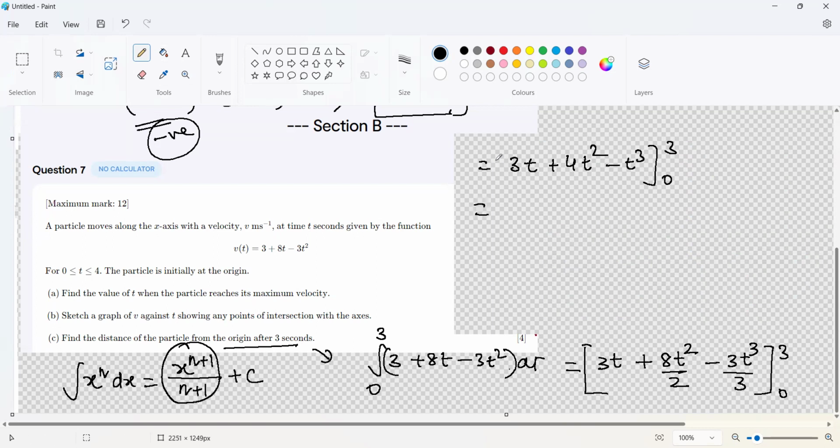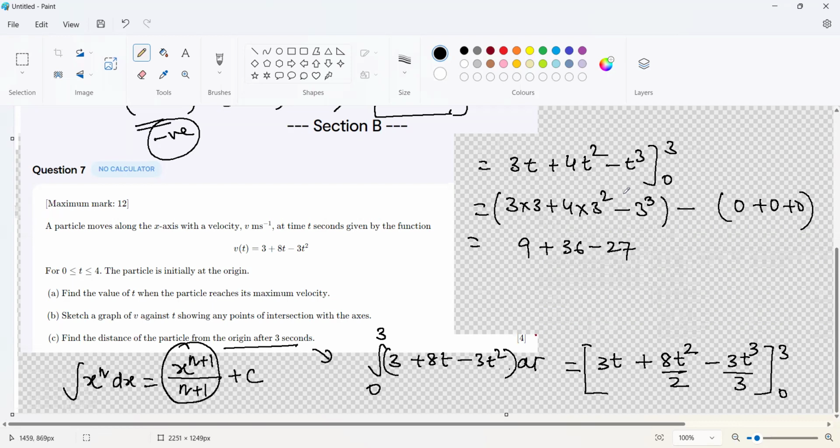Putting the upper value, 3 times 3 plus 4 times 3 squared minus 3 cubed, minus putting the lower value, so it will be 0 plus 0 plus 0. So result is 9 plus 9 times 4, 36 minus 3 cubed, 27.